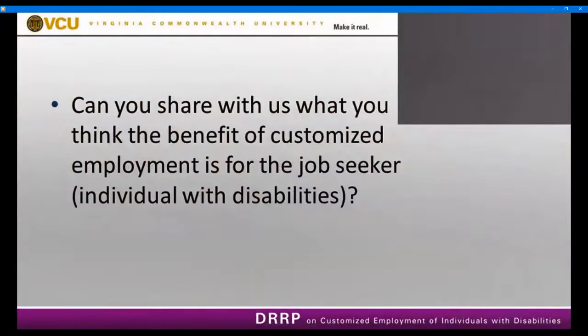When you have someone that is working there with a disability, they are seen as productive members of that business, and that they can do just as much good as all of the other employees in that business. Okay. So can you share with us, what do you think the benefits of customized employment are for the job seeker, for that individual with disabilities? I think there's a lot of benefits. It gives them a sense of community, a sense of purpose. It can boost their confidence by going into work.